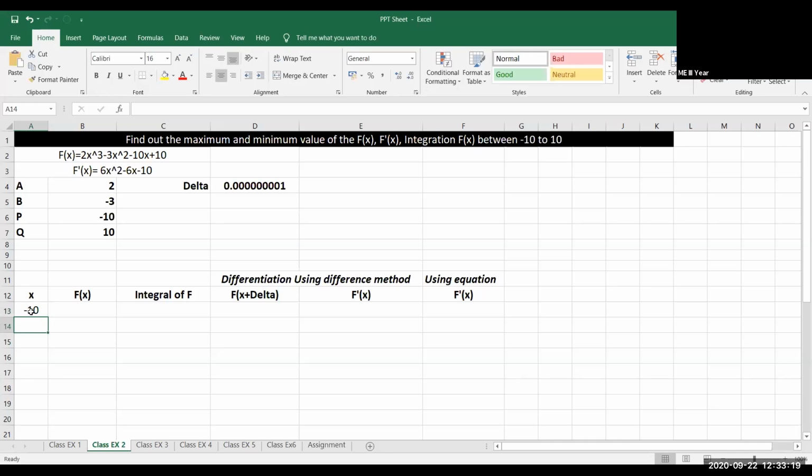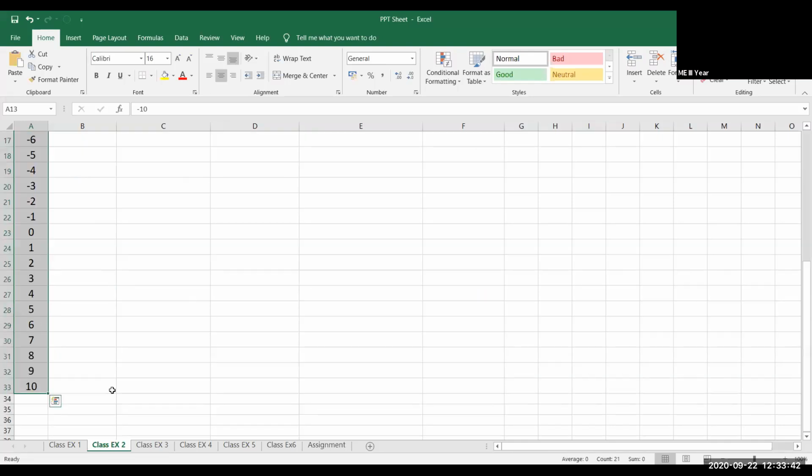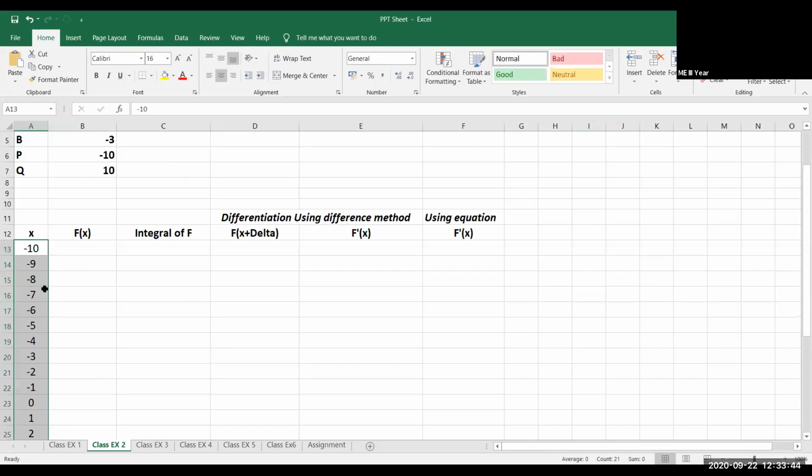It will go from minus 10 to 10. So how many intervals could be there? I am taking an interval of 1. If the interval is 1, then what will be the value here? Minus 9. Then only an interval of 1 will come. Like that, equal intervals will be there for all steps. So you have to drag up to 10. Each cell has a different value, with equal intervals.